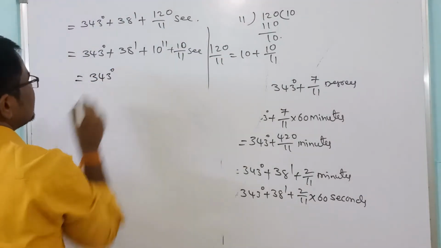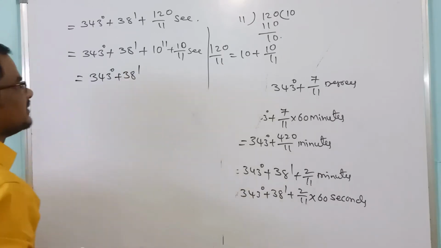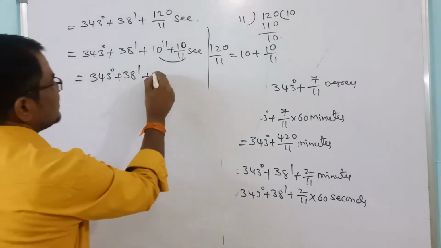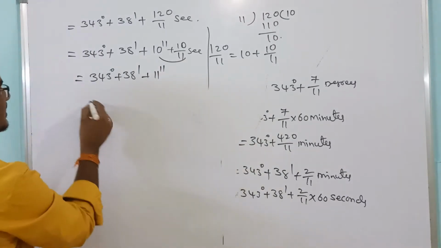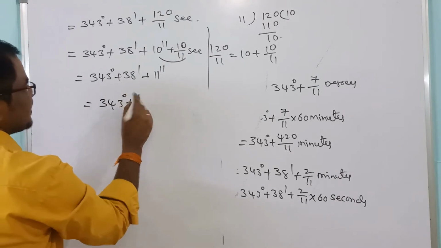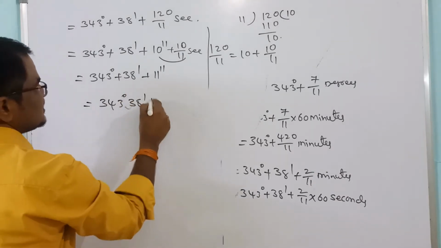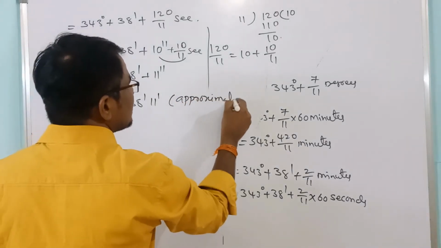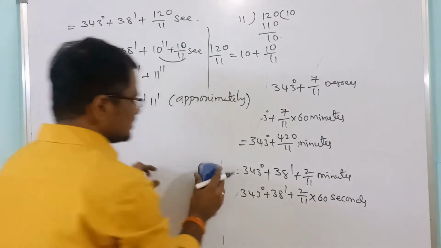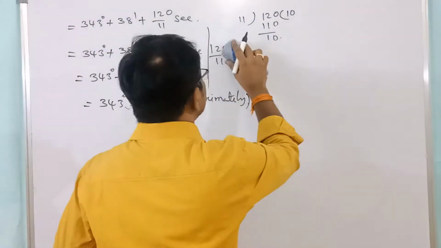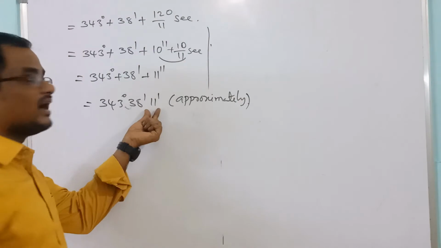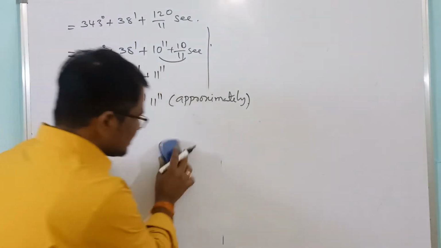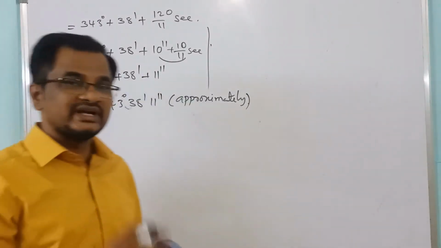Now we can't convert the remaining, so there is nothing more. So 343 degrees plus 38 minutes plus, approximately, adjusting this, 11 seconds. That is equal to 343 degrees 38 minutes 11 seconds. Here we have to write approximately, because exactly not getting, so that's why adjusted to 11 seconds. Okay, this is 6 radians converted into degree measure.